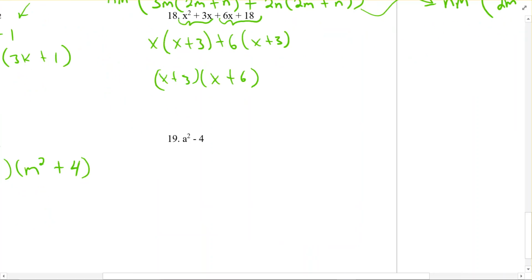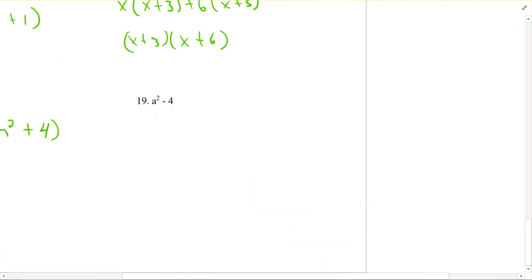Okay, 19. Last one. And it's an easy one. Difference of squares. It's going to be an a there and an a there. It's going to be a 2 and a 2. One will be a minus, one will be a positive.